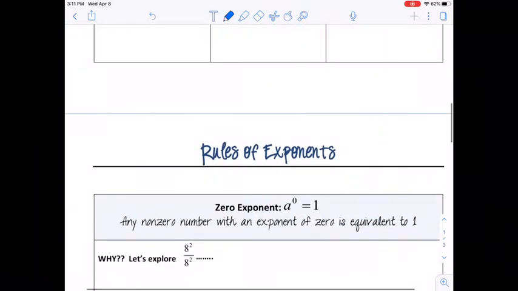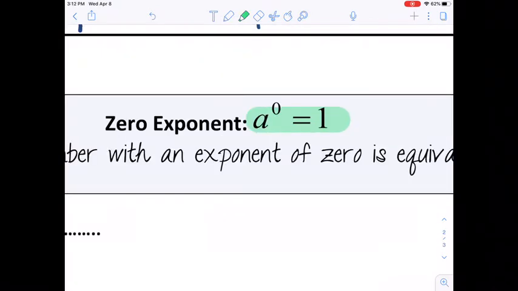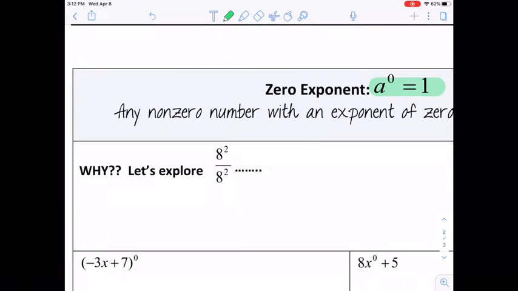Now we'll look at the 0 exponent. Anytime you have something with 0 as the exponent, that term just equals 1. You can see why that's the case when we look at 8 squared divided by 8 squared. 8 squared is 64. 64 over 64 is 1. But if I do it with subtracting those exponents, I get 8 to the 0 power. So that's why anything to the 0 power is just a 1.